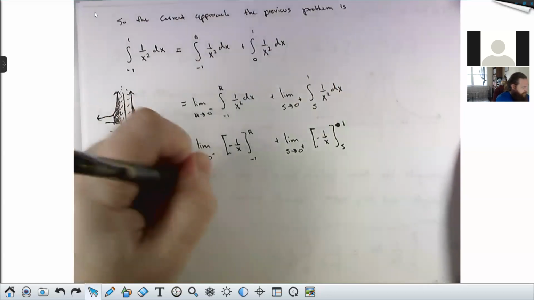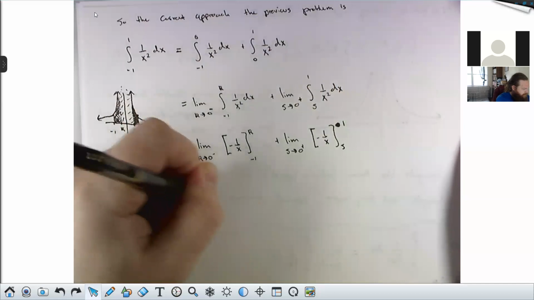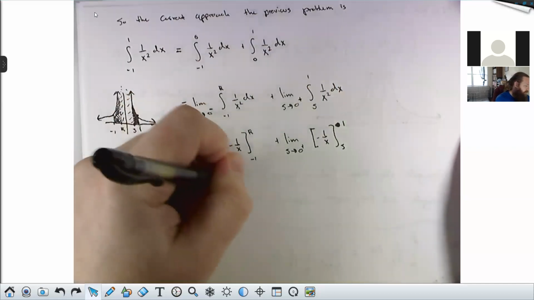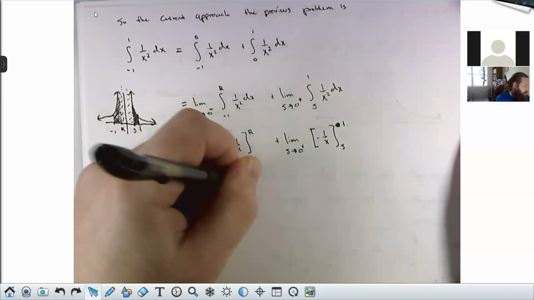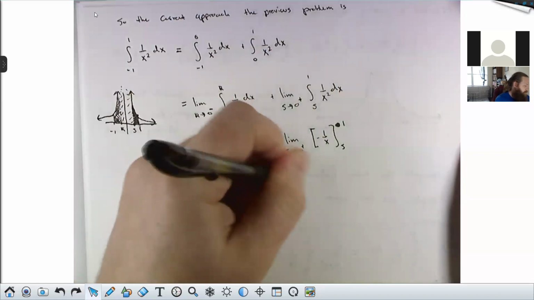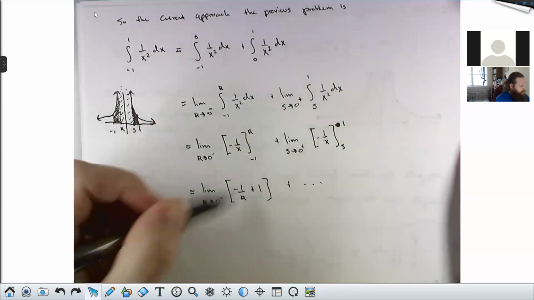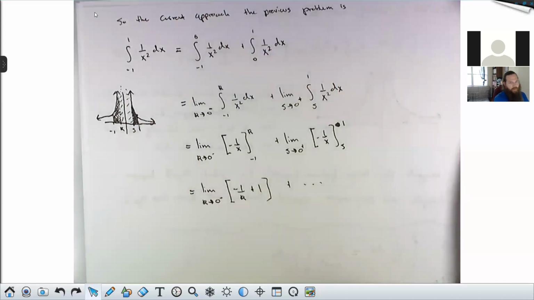And when we look at just the first piece, I'm not even going to worry about the second piece. This is -1 over r plus 1 plus whatever over here. The limit as r goes to 0 from the left of -1 over r is what? What does this piece do as r goes to 0 from the left?